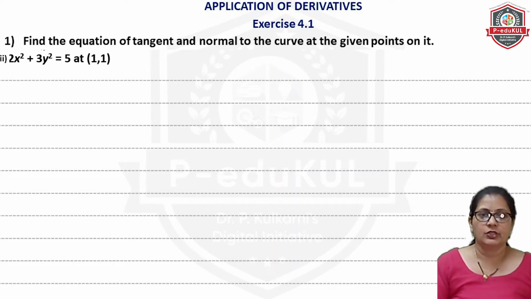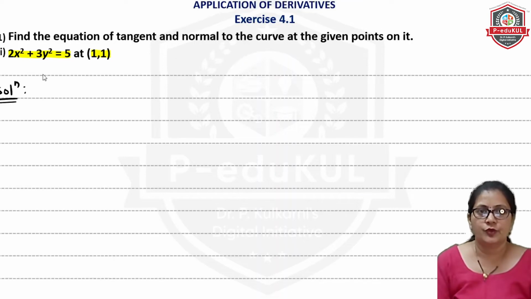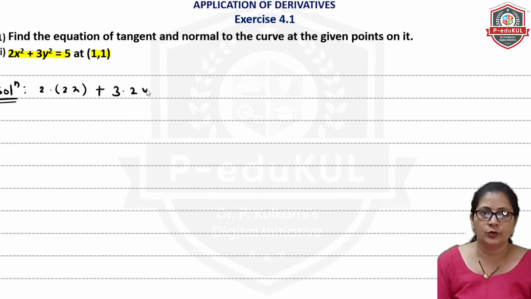Let's see the second question. Find the equation of tangent and normal to the curve at the given points on it. So this is the given equation. This is the point. Okay. So from the equation, first we will calculate dy by dx. So first I will calculate the derivative. So this 2 into 2x plus 3 into 2y into dy by dx is equal to 0.